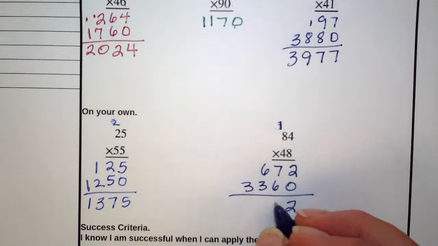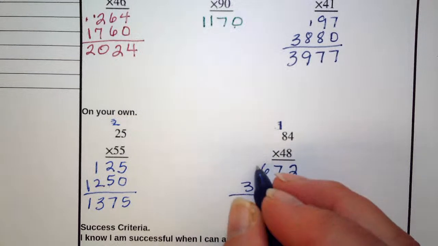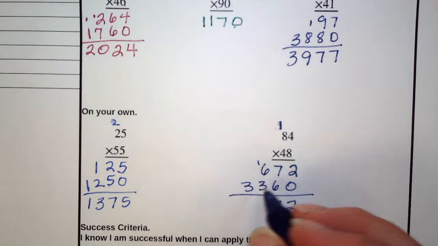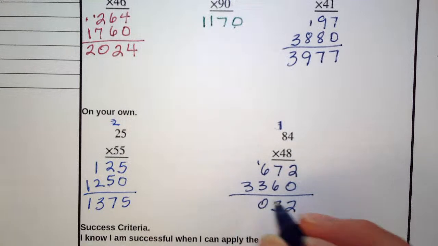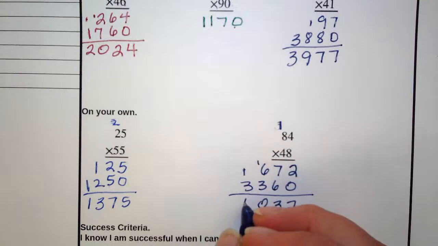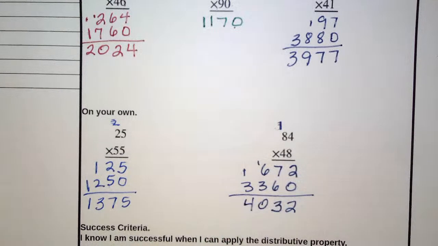7 plus 6 is 13. Put the 3 down, carry the 1. 1 plus 6 is 7. 7 plus 3 is 10. Put the 0 down, carry the 1. 1 plus 3 is 4. So 84 times 48 is 4,032.